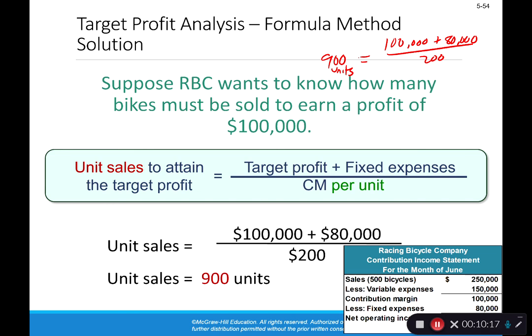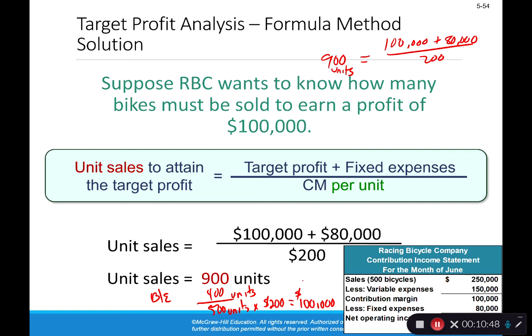So if they sell 900 units, then they're going to make 100 grand. Why? Well, let me show you. Remember, break even was 400 units for our friends over at RBC? The difference is 500 units. If I multiply that by my 200 CM per unit, there is your $100,000 in profit. Because remember, whatever happens to CM happens to profit.